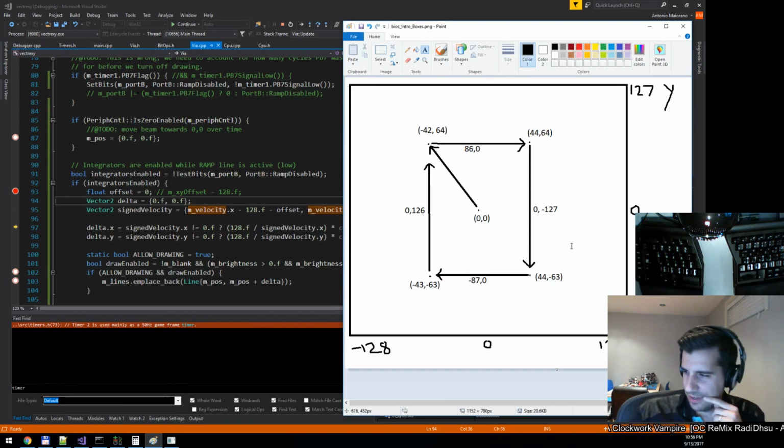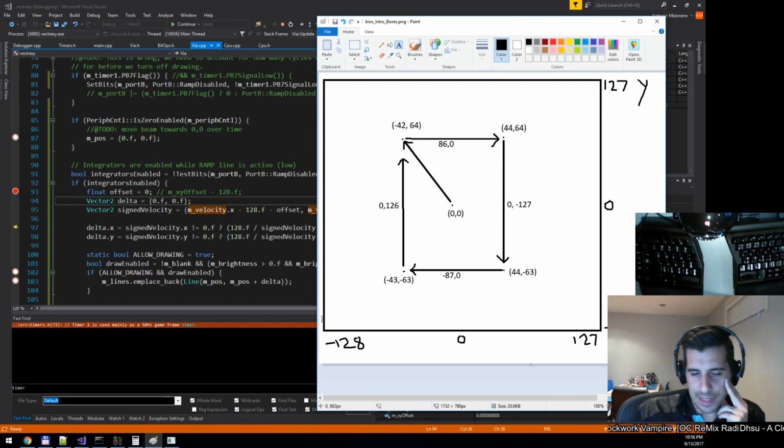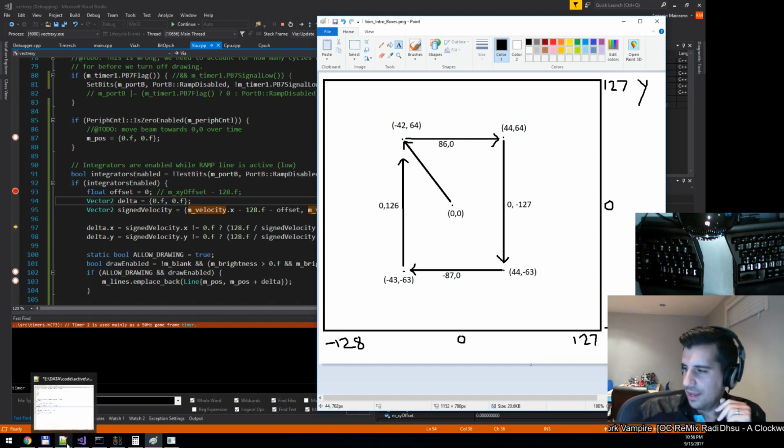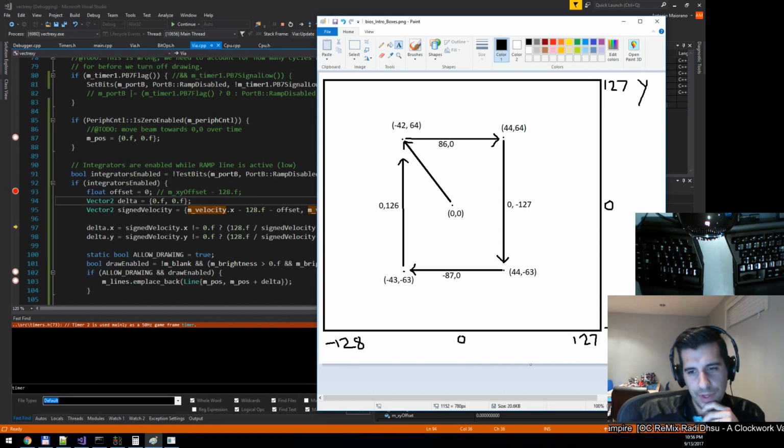This picture? So this is a picture of what I'm expecting to happen for drawing the initial box. Yeah, so basically this here is supposed to be the screen. Okay, the Vectrex screen, which is logically a square. It ranges from minus 128 to 127 in X and minus 128 to 127 in Y.